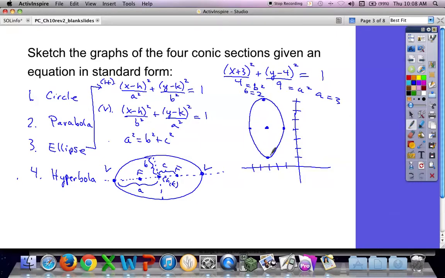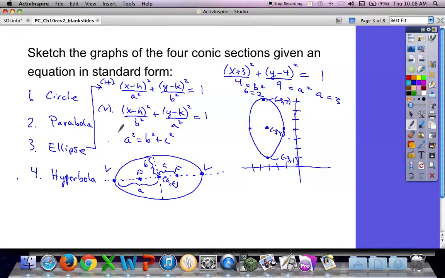I should label the things that I know here. This vertex is -3, +7. Right. This one is -3, 1. The center is -3, 4. And now we've got to place the foci. How can we tell where the foci are? What's that? Okay, we need to know C. Okay, but if we don't know C, how do we find C?